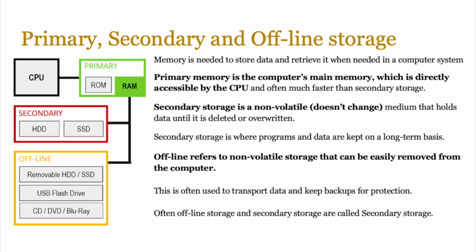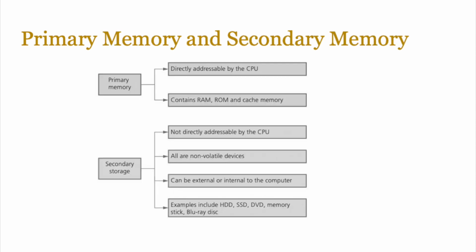So the essence is that there's only two types of memory, primary memory and secondary memory, or primary storage and secondary storage. And primary memory is directly addressable by the CPU, contains RAM, ROM, and cache memory. Secondary storage is not directly addressable by the CPU. It needs to be loaded up into primary memory first. All secondary storage are non-volatile devices, so that means that we can save things for the long term, and they can be external or internal to the computer. And examples include hard disk drives, solid-state drives, DVDs, memory sticks, Blu-ray discs, and so on. So try to make sure you memorize what you see on this particular screen.